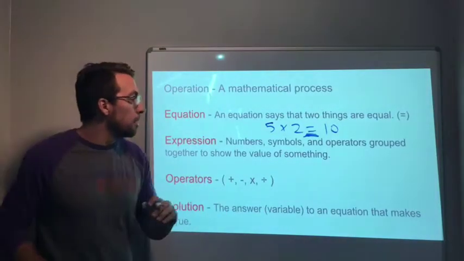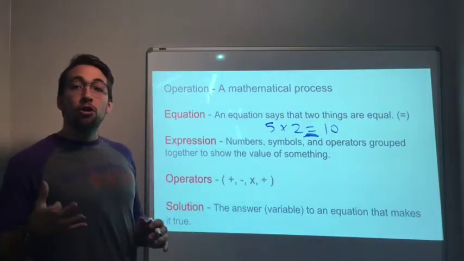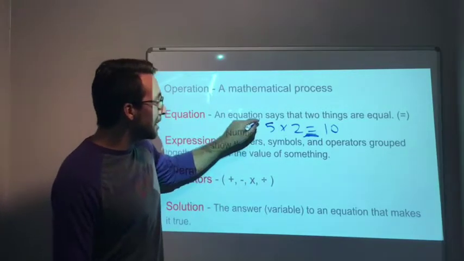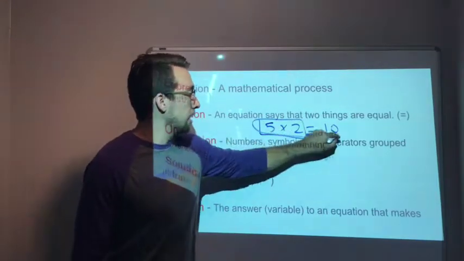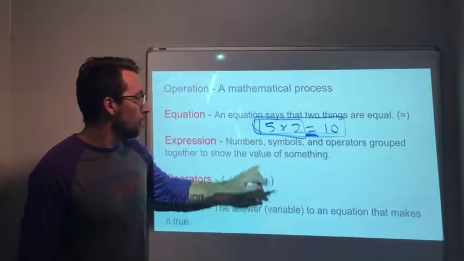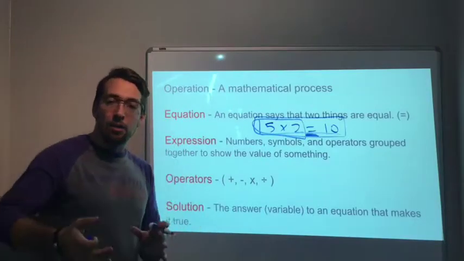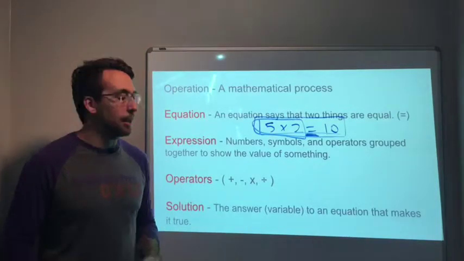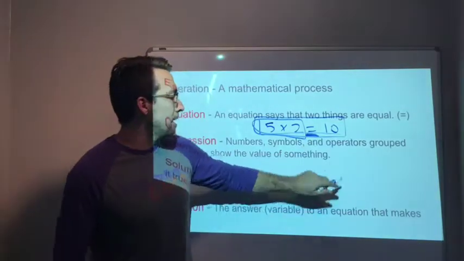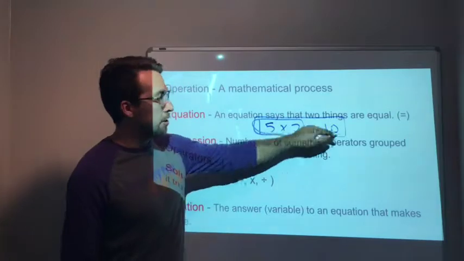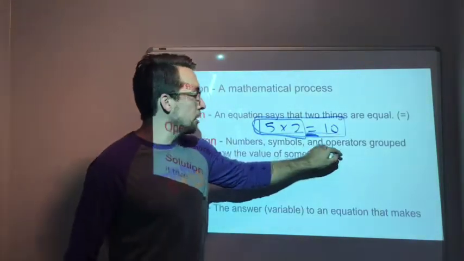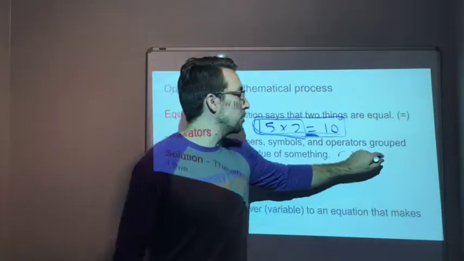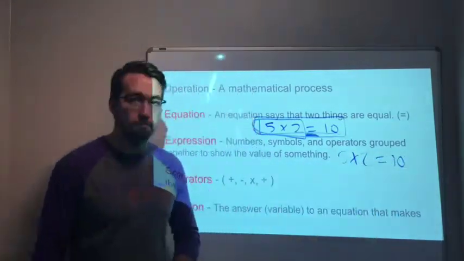An expression: numbers, symbols, and operators grouped together to show the value of something. So this isn't an expression. This is an expression. We have 5 times 2 equals 10. Numbers, symbols, or operators grouped together. So even if I don't have the equal sign, 5 times 2 is an expression. Now we can turn that expression into an equation: equals 10.